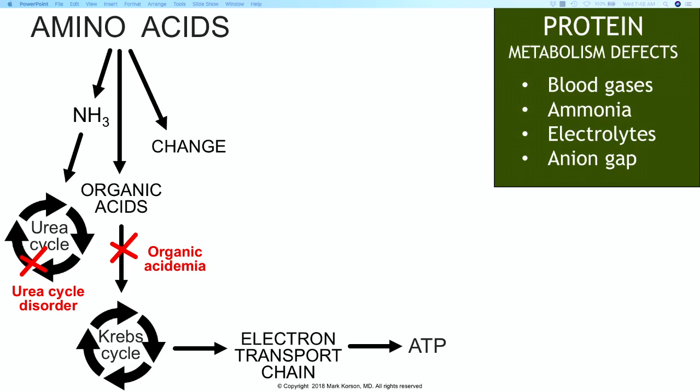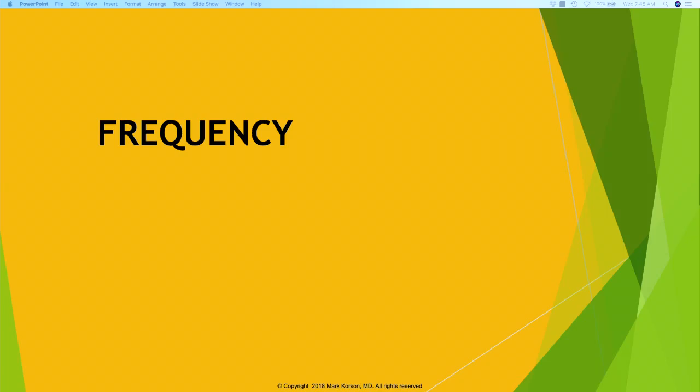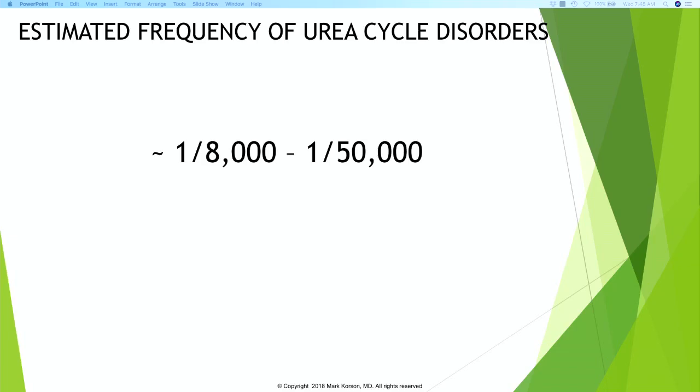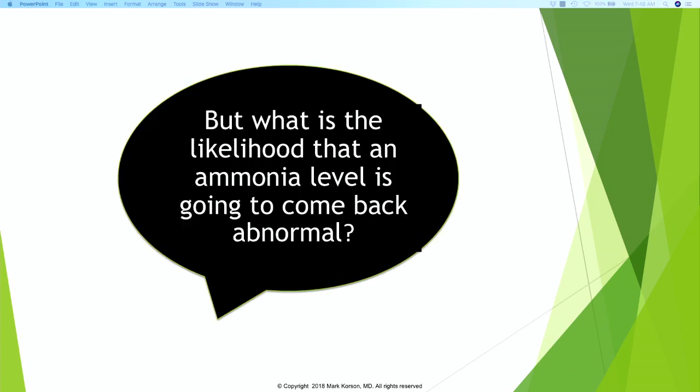And that will give you an indication of whether or not there's something going on. What is the frequency of disorders associated with a urea cycle? Well, it's about 1 in 8,000 to 1 in 50,000. So the question is, and you look at this from the outside and say, what is the likelihood then that I'm going to send an ammonia level and it's going to come back abnormal? And I'm going to tell you, almost never.